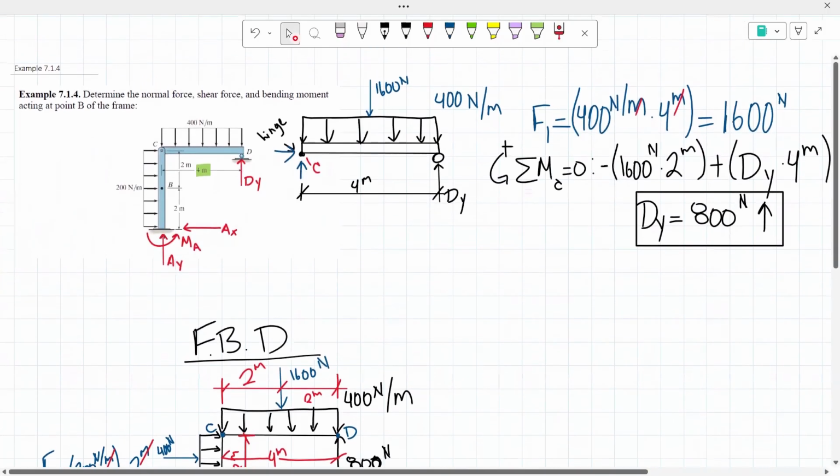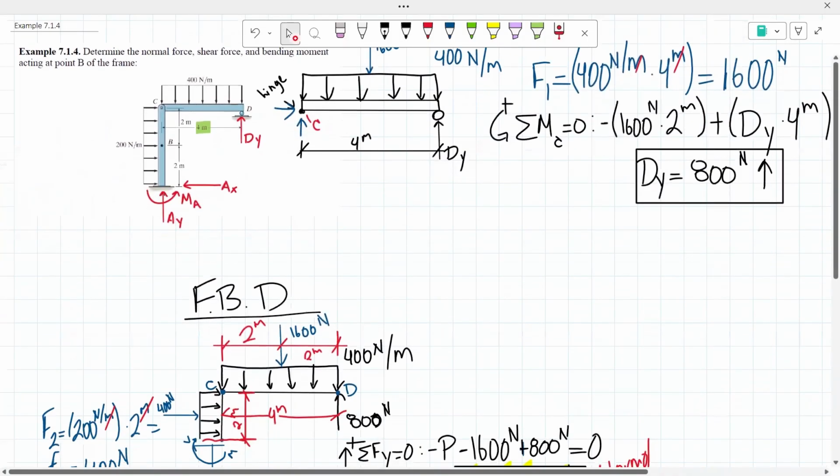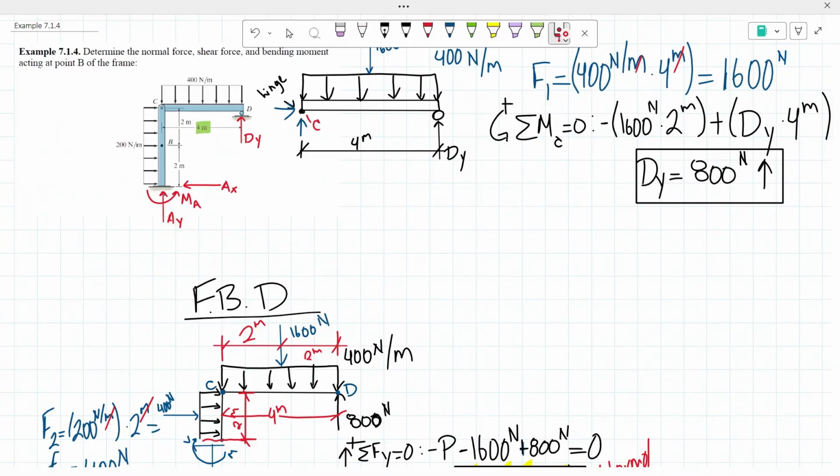So the first thing that we did is we analyzed both sides of the frame. We knew that our cut was going to be at point B. So we analyzed both sides of the frame to see which side would be easier to work with, since this part of the frame would just need us to find one unknown reaction as compared to this side where we have 3 unknown reactions. We decided to work with this side of the frame.